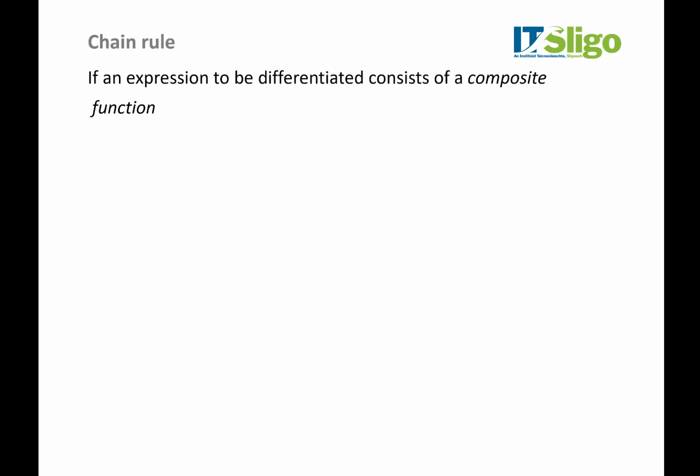And now we'll take a look at the chain rule. If an expression to be differentiated consists of a composite function, and a composite function written in maths looks like this, it's essentially a function acting on another function. So here we have a function in x, and it's been acted on by another function. Then we use the chain rule.